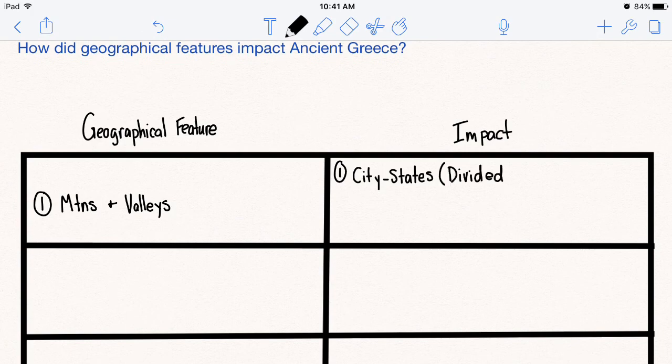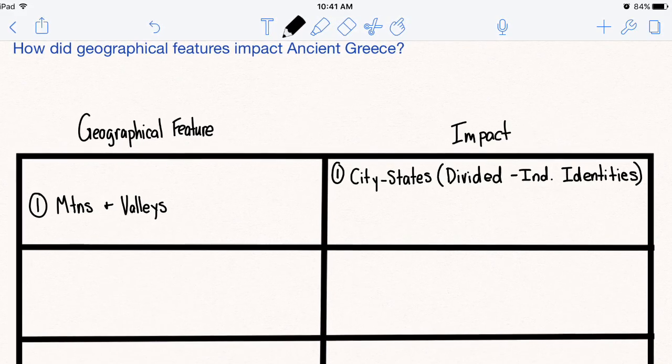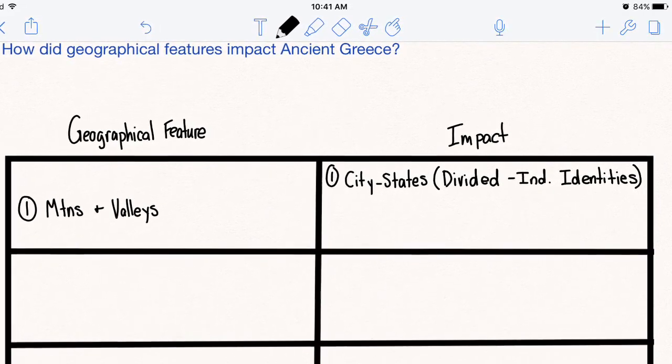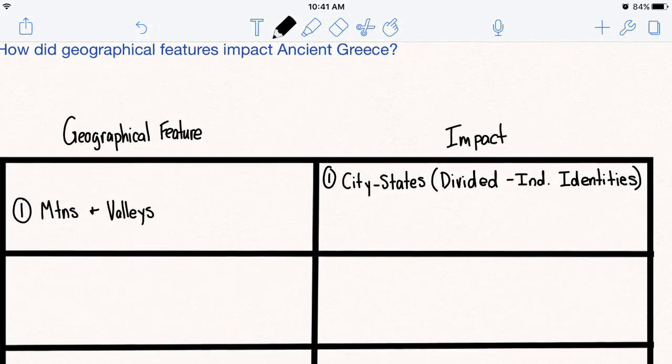It was difficult to talk from one city-state to another because, hey, there's a giant mountain in the way. And that means that as each of these city-states in ancient Greece grew and grew and grew into highly developed civilization-type communities, they had their own independent culture and identities. And that is going to leave the Greek city-states very divided and difficult to unite them, which will be, as I said in the beginning, important later in the unit.